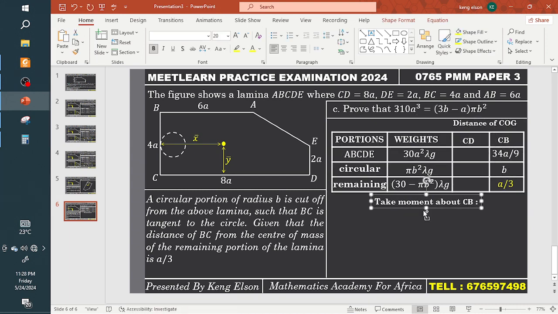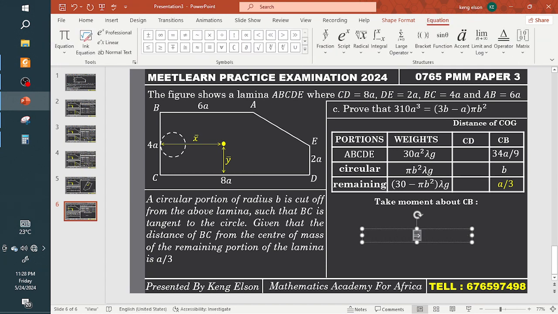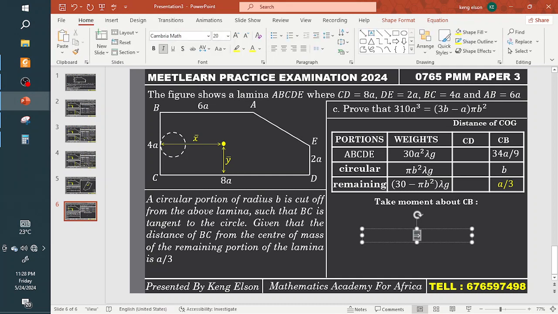So if you take moments about CB, it means we have the moment of the whole, 30a squared lambda g times 34a over 9, is equal to the moment of the individual, pi b squared lambda g times b, plus 30a squared minus pi b squared, lambda g times a over 3. That is it.